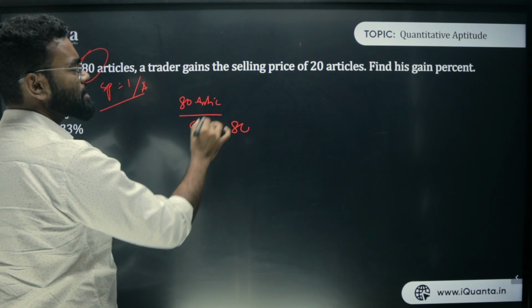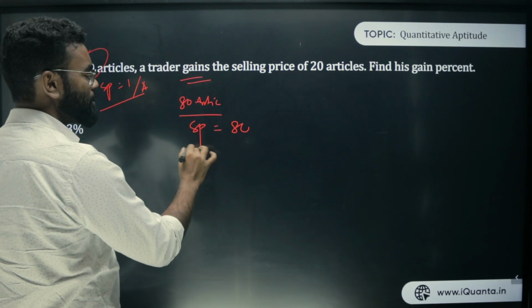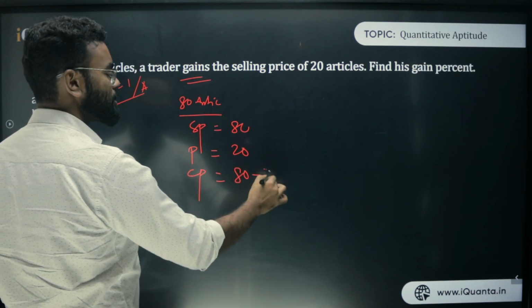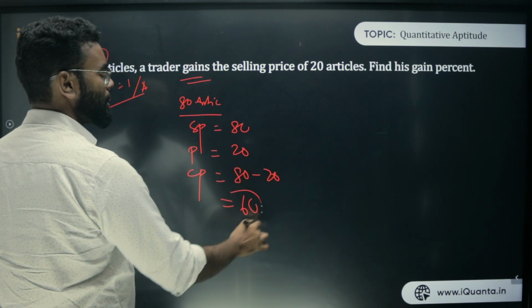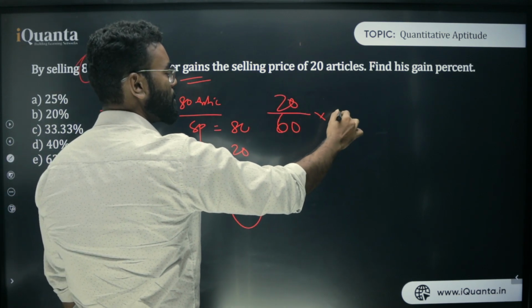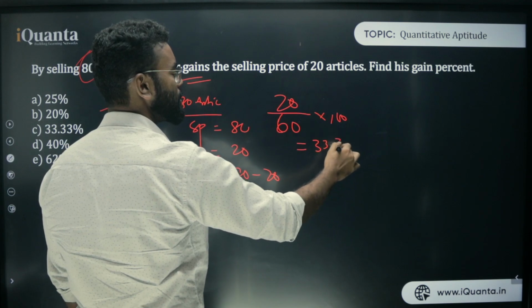The trader gains the selling price of 20. So the profit is 20. So what is the cost price? That is 80 minus 20, which is 60. So what is your profit percentage? That is 20 upon 60 into 100, which is nothing but 33.33%.